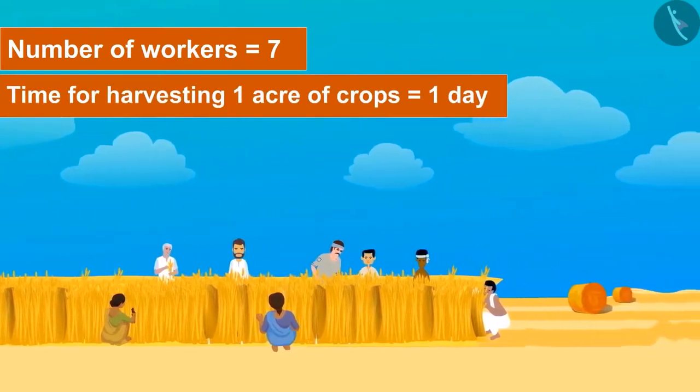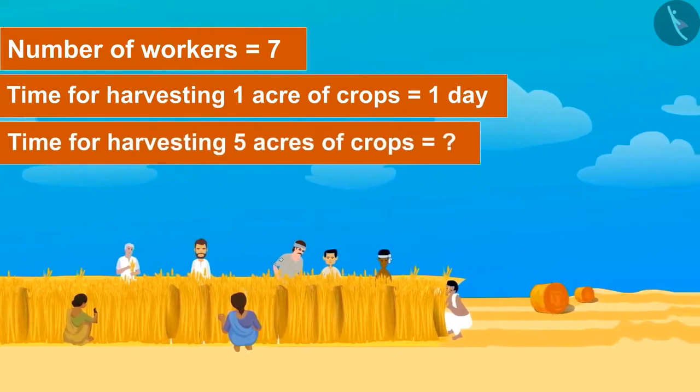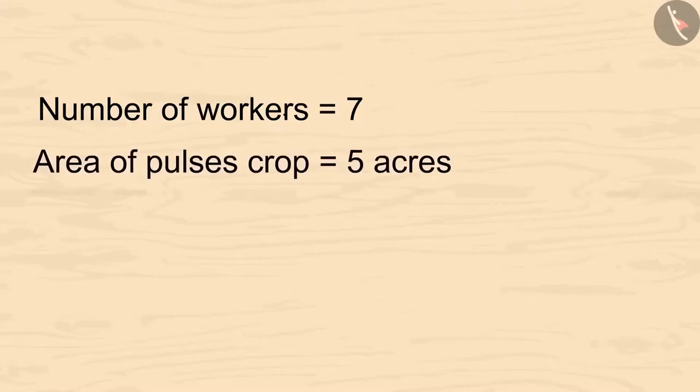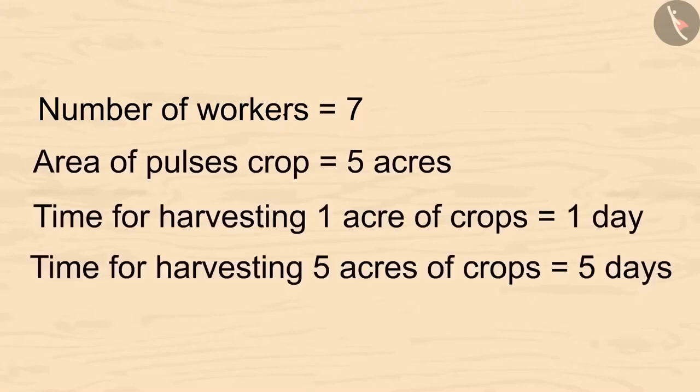So, can you tell how much time will they take to harvest 5 acres of crops? Kids, you can pause the video and calculate it. Yes, 5 acres of pulses will take 5 days to be harvested.